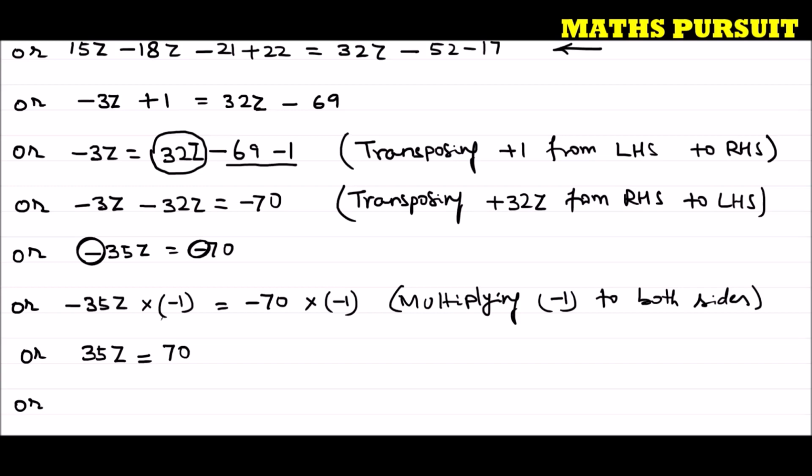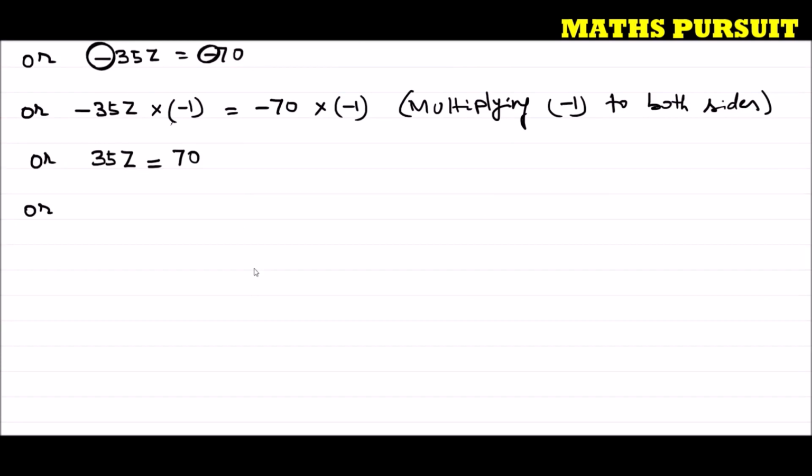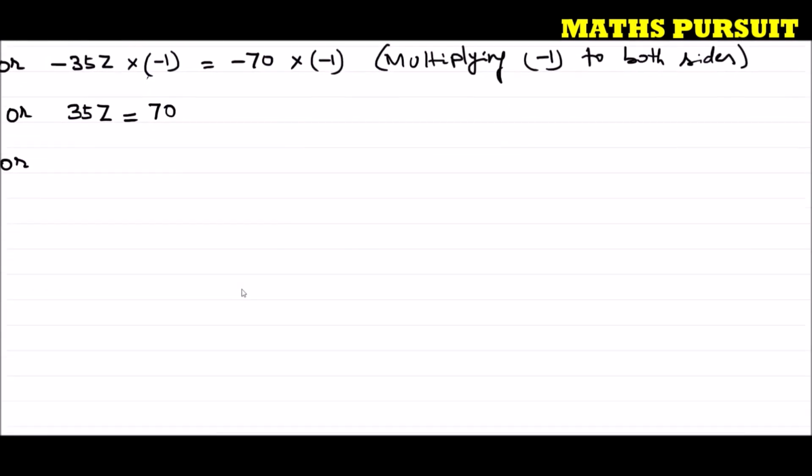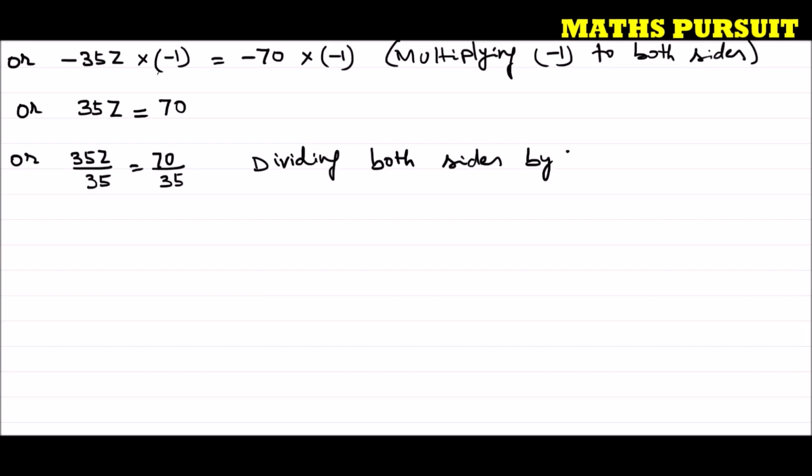Or I can write 35z divided by 35 is equal to 70 divided by 35. What am I doing here? Dividing both sides by 35. Why did I divide both sides by 35?